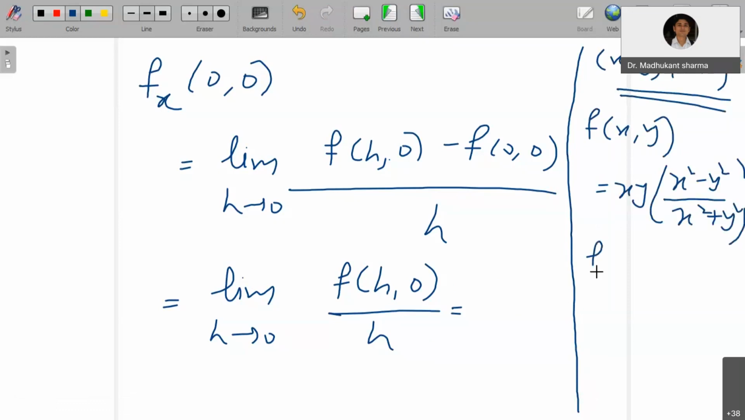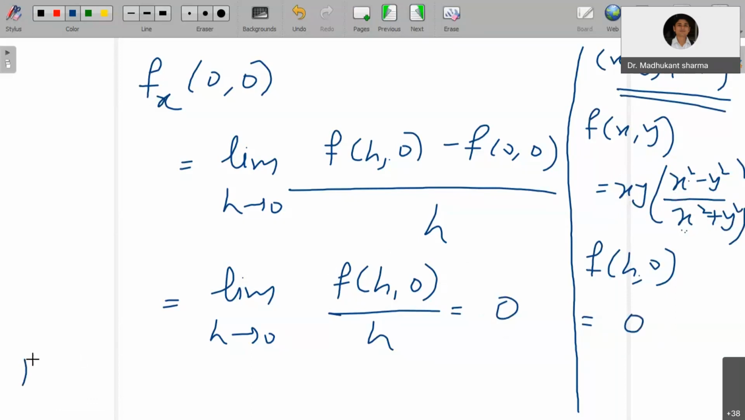Now, from here, what is f of (h, 0)? In this term, replace y by 0 and x by h. So it's going to be h square by h square, that is 1. x is h, y is 0, so everything will go to 0. So f of (h, 0) is 0.